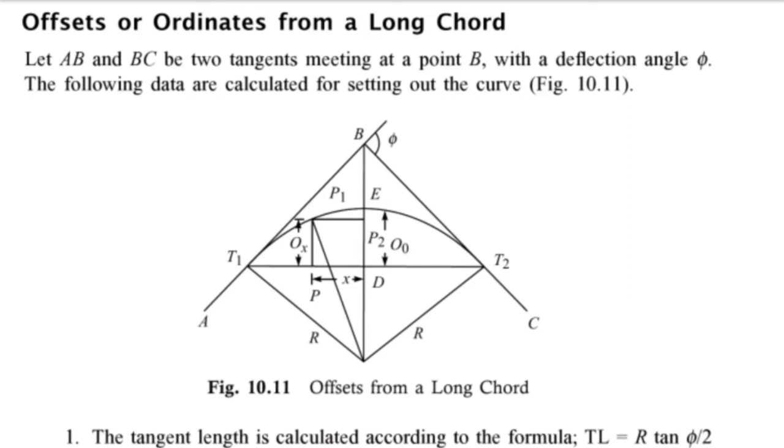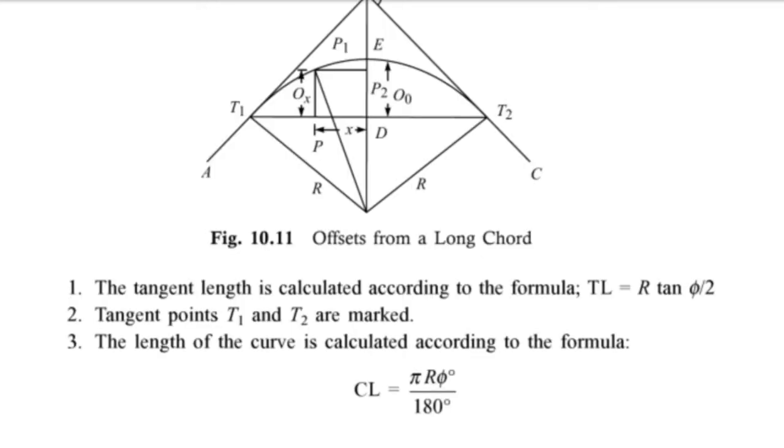Let AB and BC be two tangents meeting at a point B with a deflection angle phi. The following data are calculated for setting out the curve. Figure 10.11 shows you offsets from a long chord. 1. The tangent length is calculated according to the formula TL = R tan(phi/2). 2. Tangent points T1 and T2 are marked.